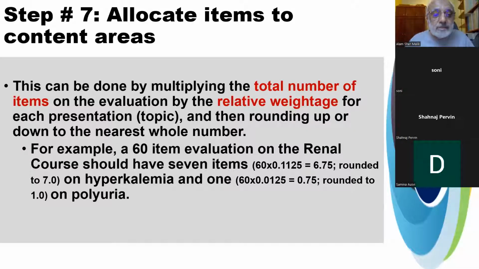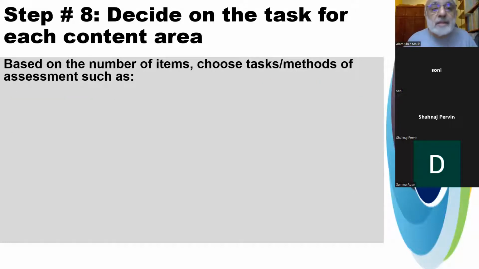The table we saw previously, the 60 item evaluation on the renal course of Calgary University, gives 7 items to hyperkalemia, and this is calculated by the total number of questions multiplied by the weightage. And 1 question to polyuria, again calculated by the total number of 60 questions with weightage of 0.0125. So in this way, we can divide our total number of questions in different topics based on their weightage, which was calculated based on their importance, relevance, and frequency.